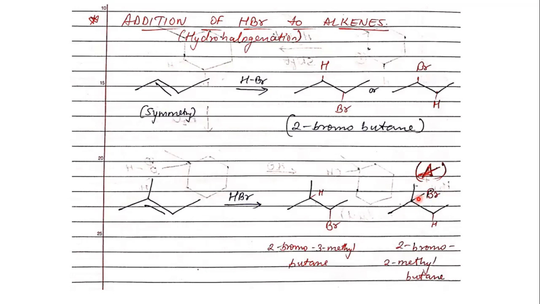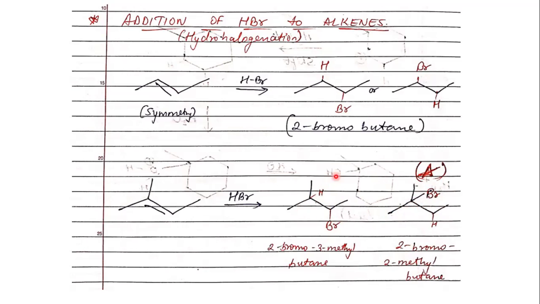Or I can add the Br over here and the H over here. The compound that I now get is 2-bromo-2-methylbutane. Numbering 1, 2, 3, 4, so 2-bromo-2-methylbutane. Obviously these two are very different compounds. I have star marked this one because this is going to be my major product, and this is going to be my minor product.